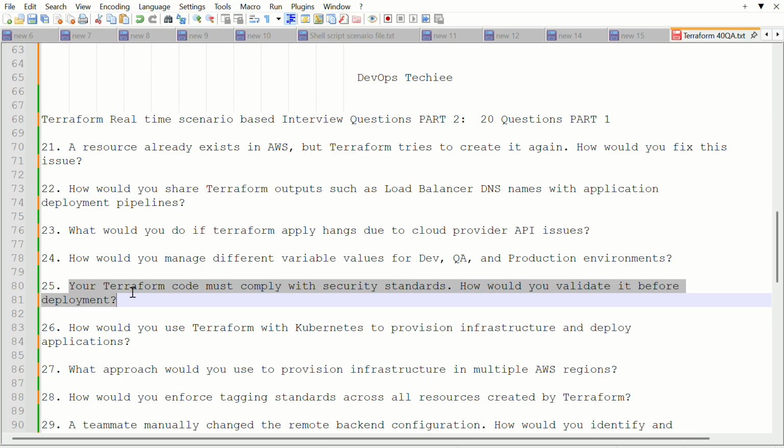Coming to the next one, your Terraform code must comply with security standards. How would you validate it before deployment? Did you introduce any Terraform validate? That is about infrastructure, right? But here the thing is about how would you comply with the security standards.